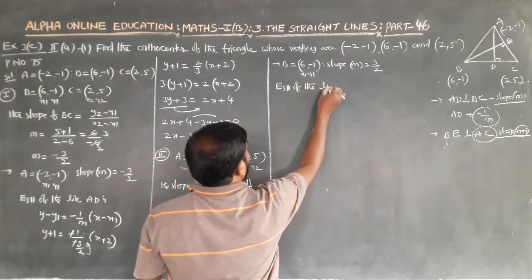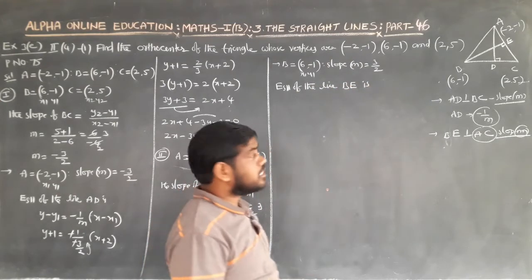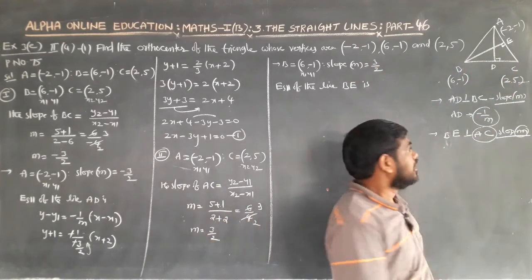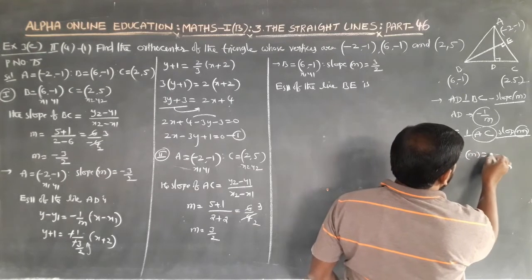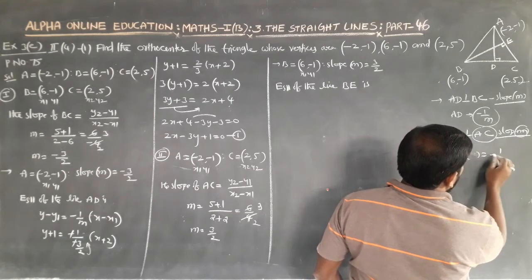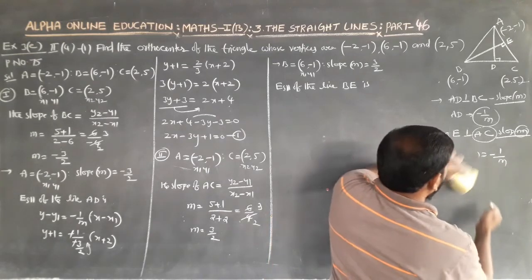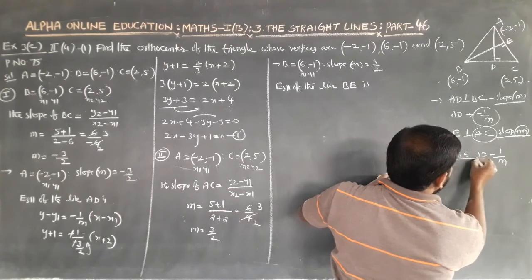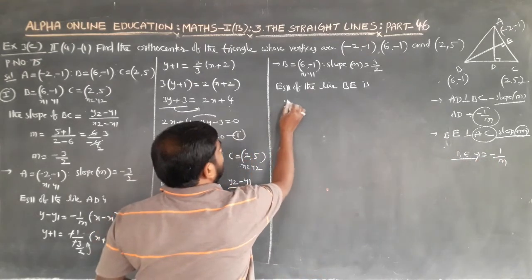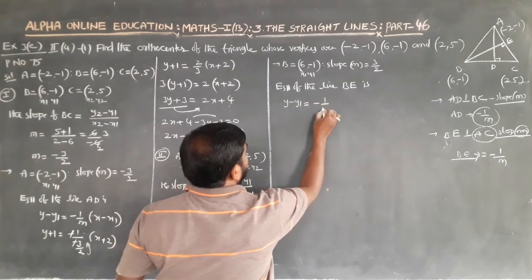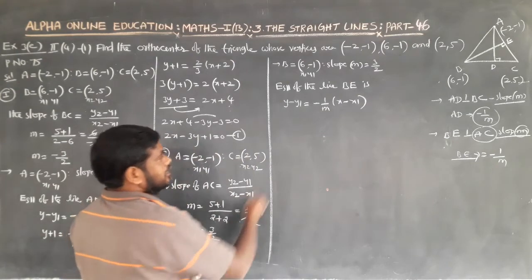Equation of the line BE. If m is the slope of the line AC, then the slope of the line BE is equal to minus 1 by m. So the equation of BE is y minus y1 is equal to minus 1 by m into x minus x1.